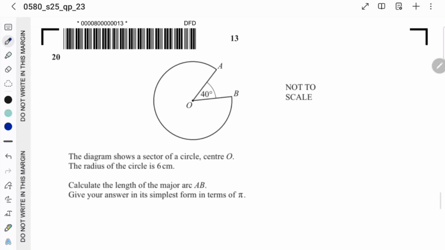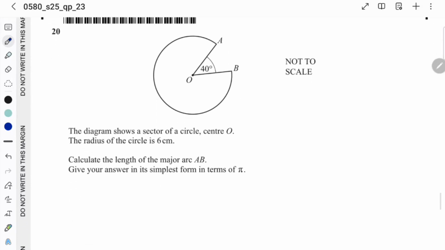Alright, the next part, you can see question number 20. The diagram shows a sector of the circle, center O. The radius of the circle is 6. Now calculate the length of the major arc. The major arc's angle will be 360 minus 40. Give your answer in the simplest form in terms of pi.